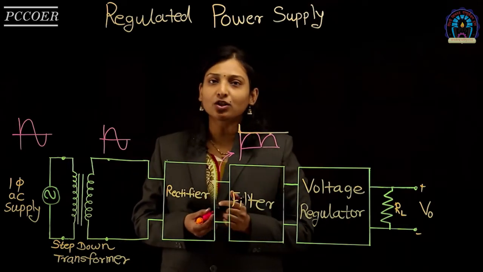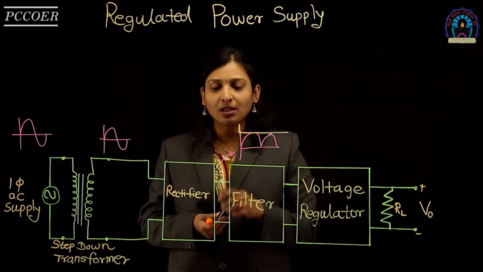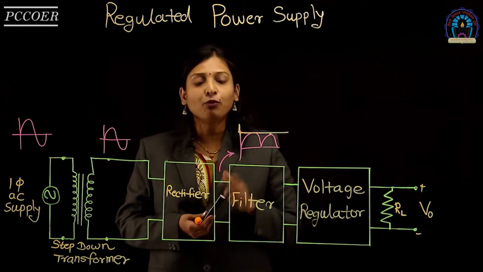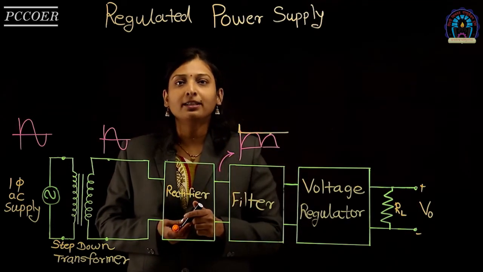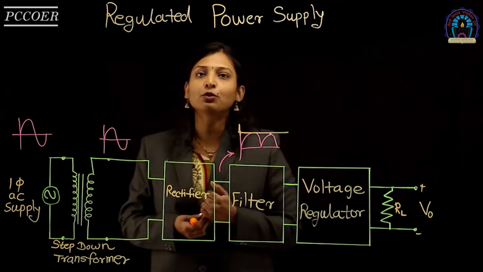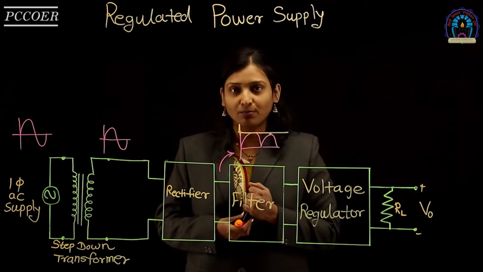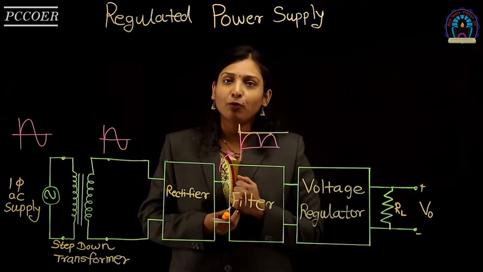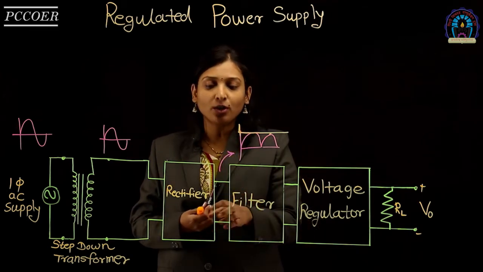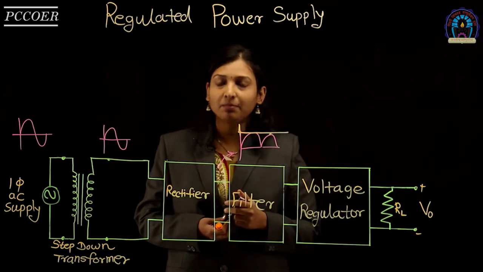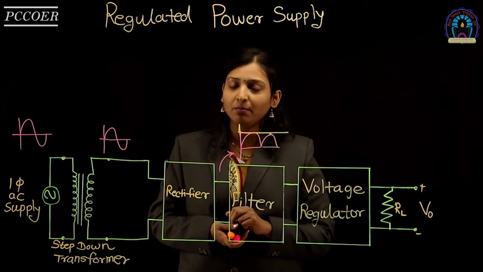For this rectification process, there are three types. The main one is the half wave rectifier and the second one is the full wave rectifier. The full wave rectifier is divided into two parts: the full wave rectifier using the center tap transformer, and the second one is the full wave bridge rectifier. Now here we are using the full wave bridge rectifier because, as compared to the other rectifier processes, it gives better performance parameters. So we are using the bridge rectifier.